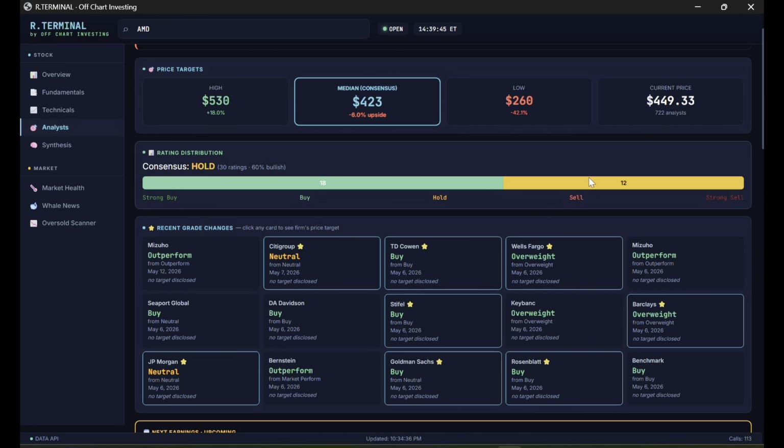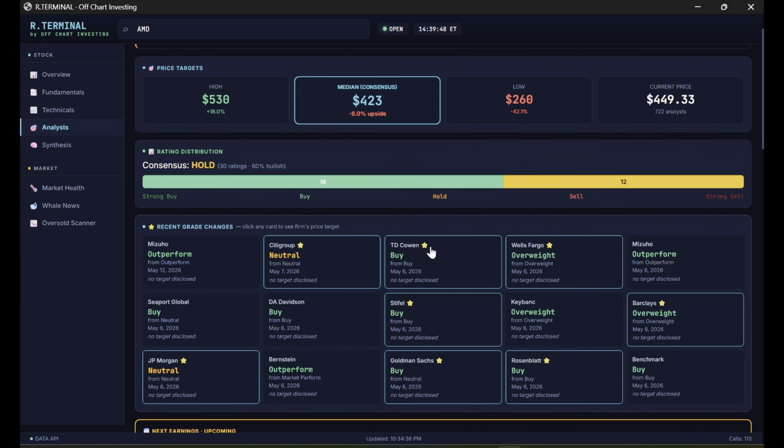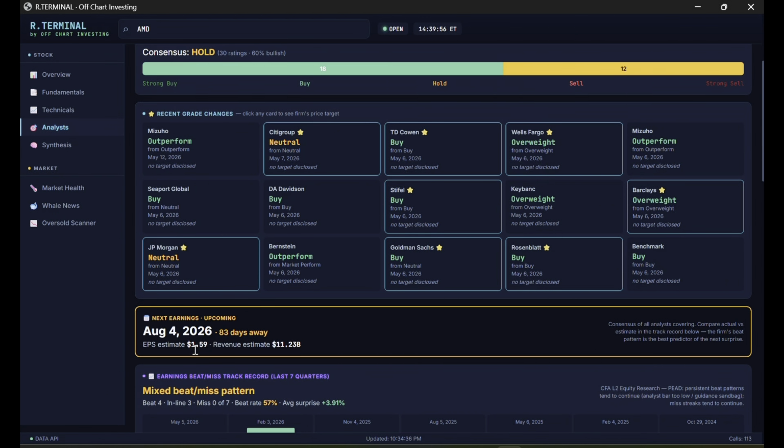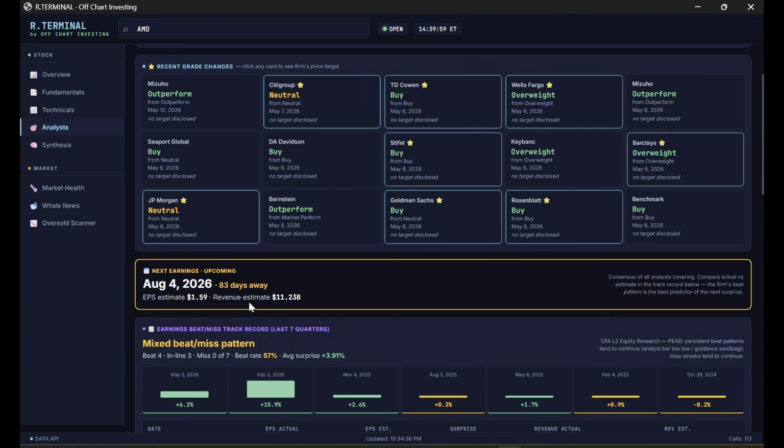So now we have 12 hold, 18 buy. So there are question marks. So someone like JP Morgan is now neutral about the stock. Citigroup is now neutral about the stock. We have to watch very closely to the results in August.